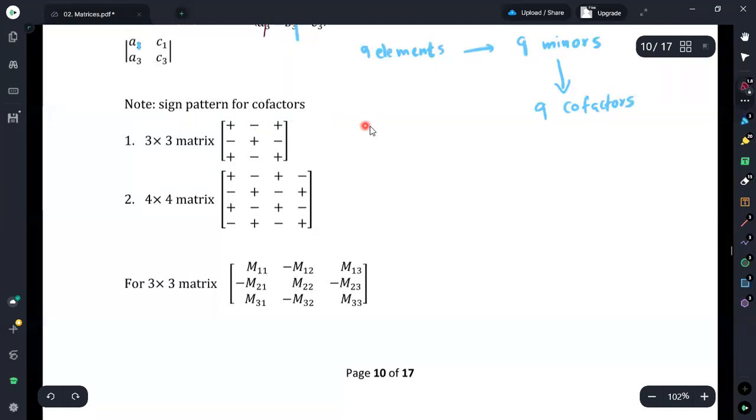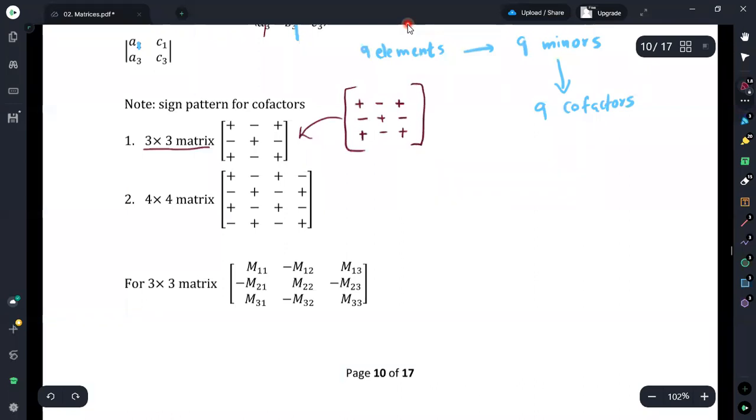Therefore, if you are considering the sign pattern here, the sign pattern is starting from plus sign. For a 3 by 3 matrix, we can identify the sign pattern in this way. Always there cannot be two similar signs in consecutive positions. Therefore, plus minus plus, then minus plus minus, then plus minus plus. This is the sign pattern we are taking for a 3 by 3 matrix.